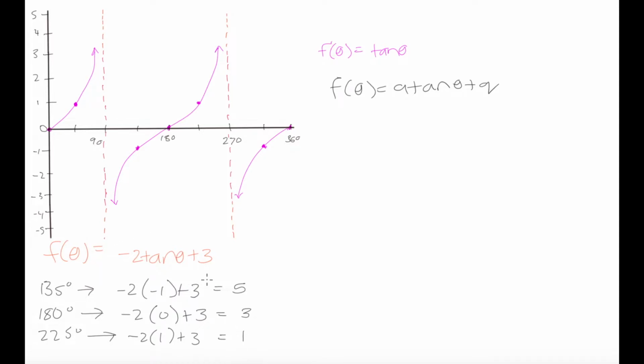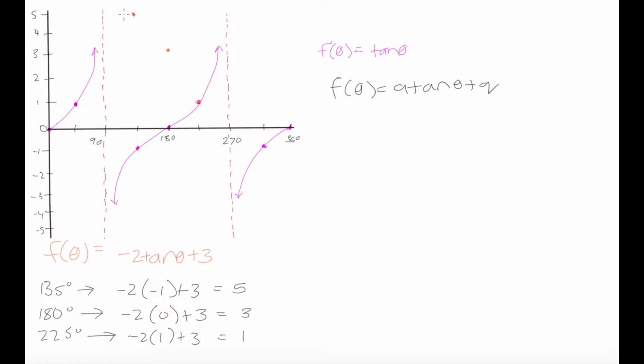So we know that for our new function over here at 135 degrees, we're going to have our value of 5. So that's going to be over here. At 180 degrees, we're going to have a value of 3. So we're going to have a point over here at 180. And at 225 over here, we're going to have a value of 1. So we're going to have our point over here.